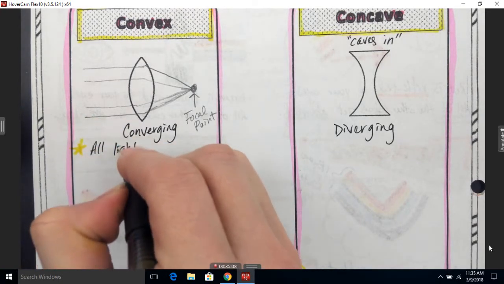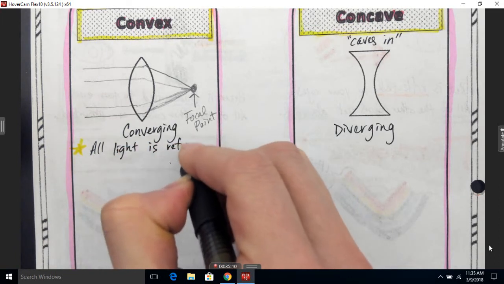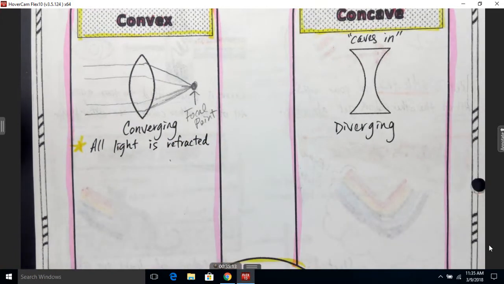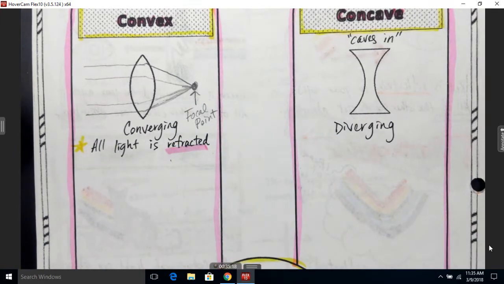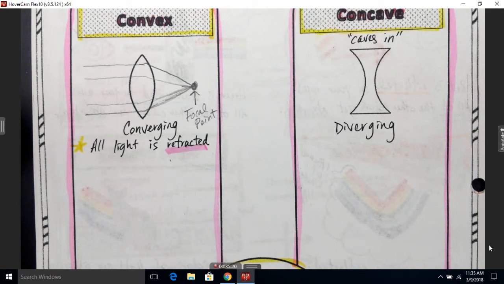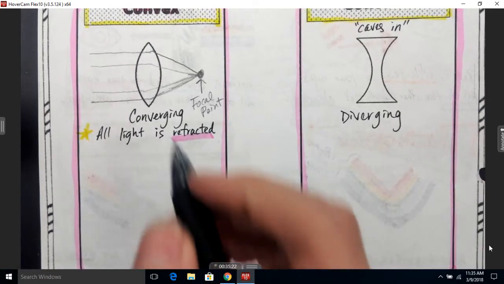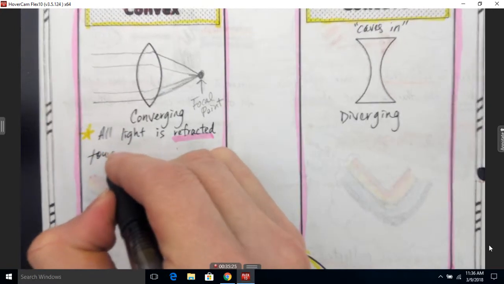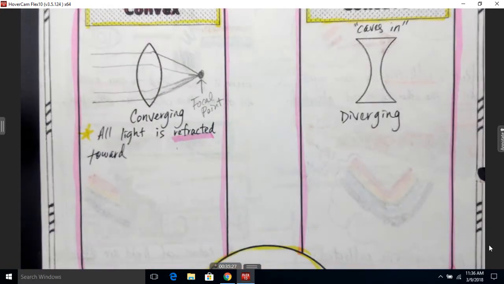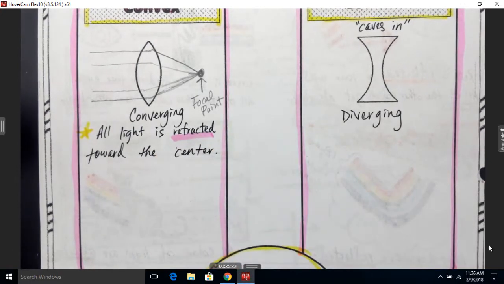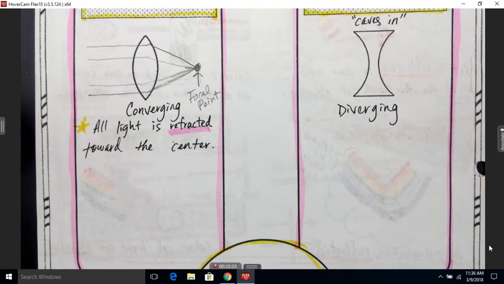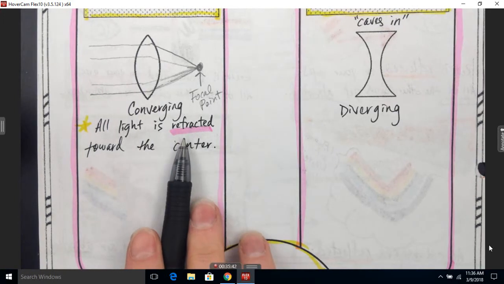all light is refracted. What is refract? What was our key word for refract? That's why it says to study notes. Y'all don't know my words well enough. What was our key word for refract? Bend. Reflect, bounce. Refract, bend. So all of the light is bent toward the middle.